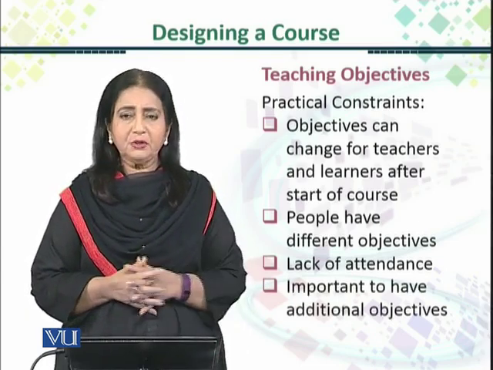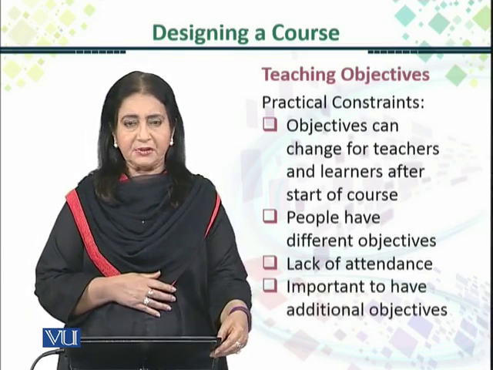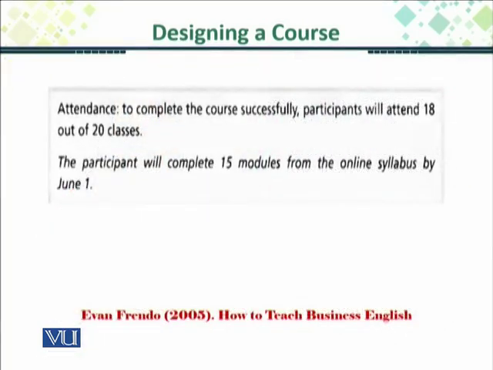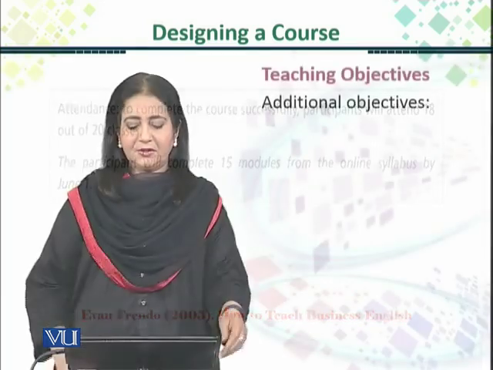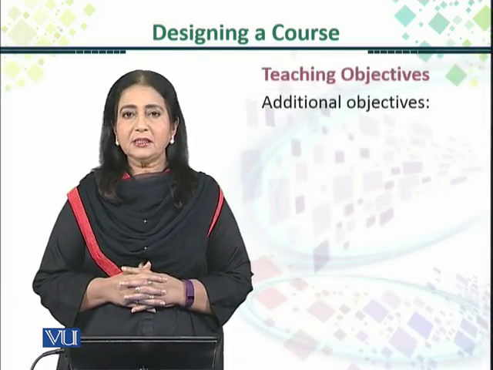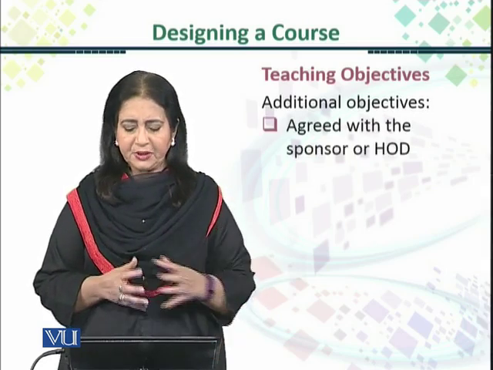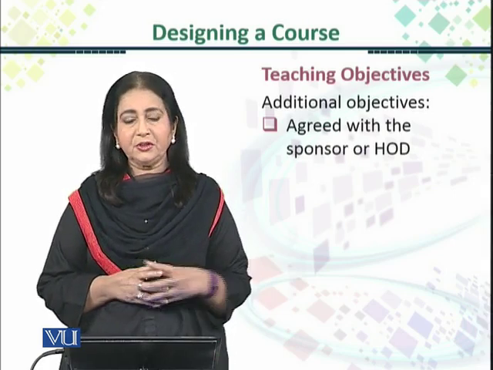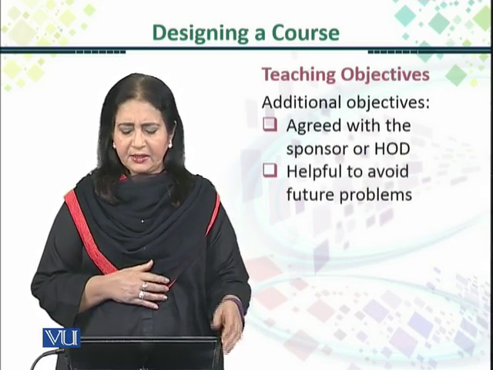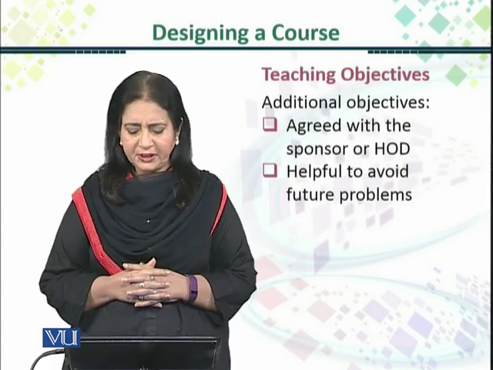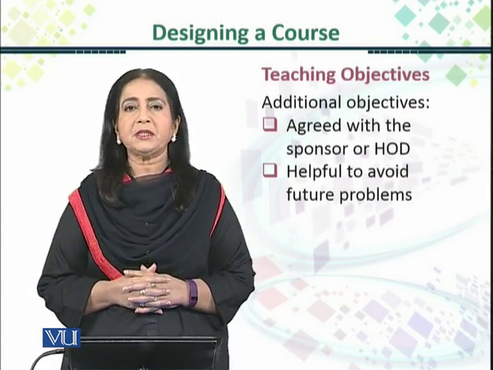So it is important to have some additional objectives written before the start of a course, such as attendance. To complete the course successfully, participants will attend 18 out of 20 classes. The participant will complete 15 modules from the online syllabus by June 1. So these would provide guidelines for the smooth running of the course. These additional objectives need to be agreed with the sponsor or with the HOD or the human resource manager. Such additional objectives are helpful to avoid future problems in the running of the course.